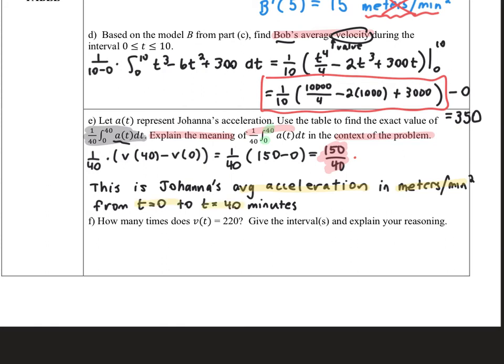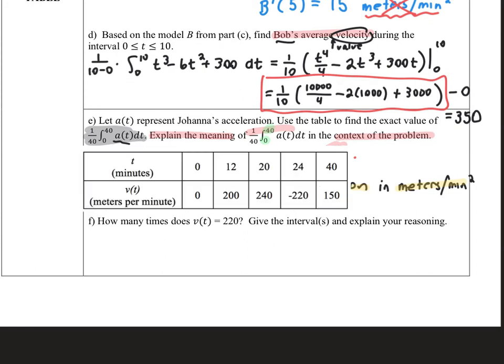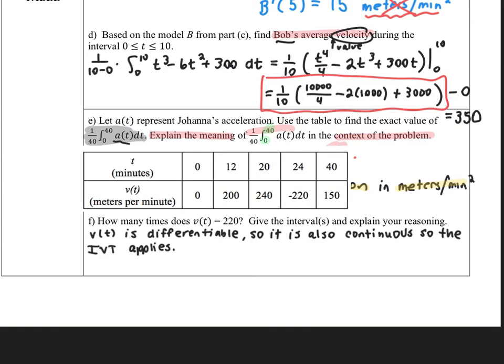The last question wants to know how many times the velocity equals 220. I'm told this is a differentiable function, which implies continuity. That's an important point for me to establish because I'm going to use the IVT, the intermediate value theorem, in this problem. Looking for where the velocity equals 220, I move from 0 to 200. There is no guarantee that I'm going to hit the 220 in there. However, when I move from 200 to 240, because 220 is in between those numbers, I know that I have to hit a 220 on that time interval from 12 to 20, so that's 1.